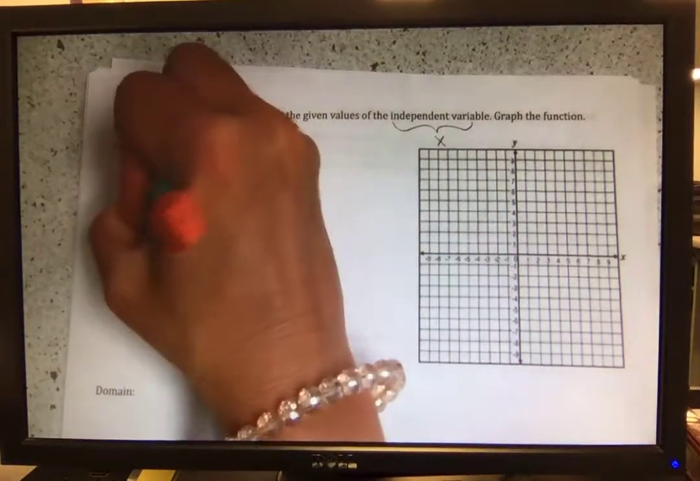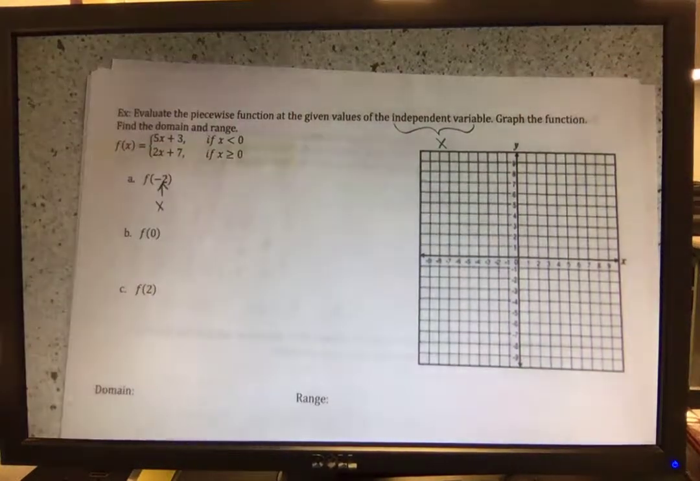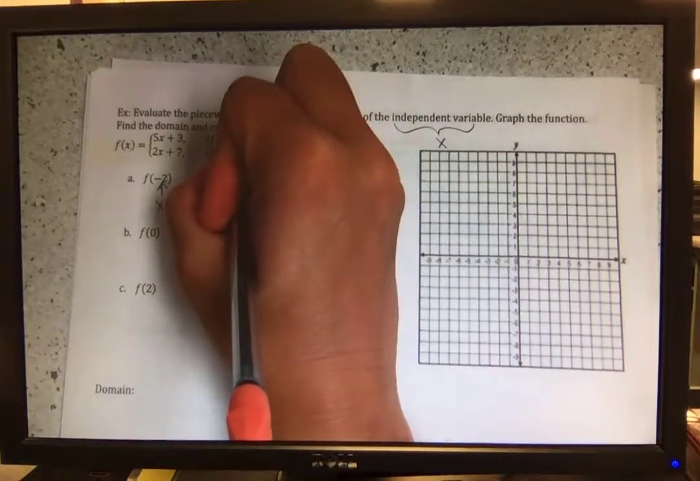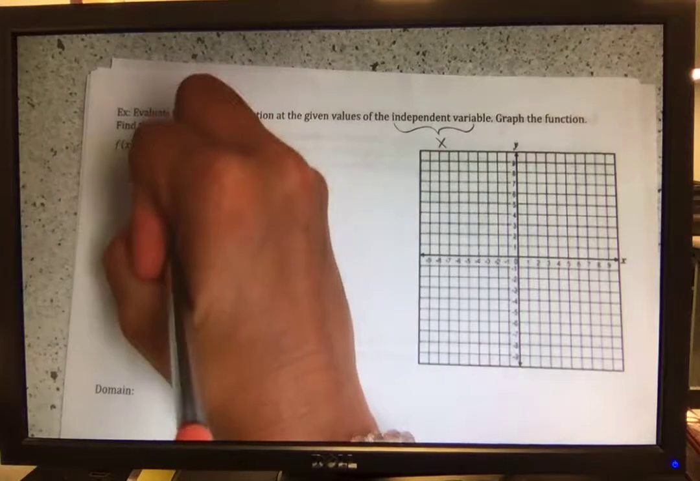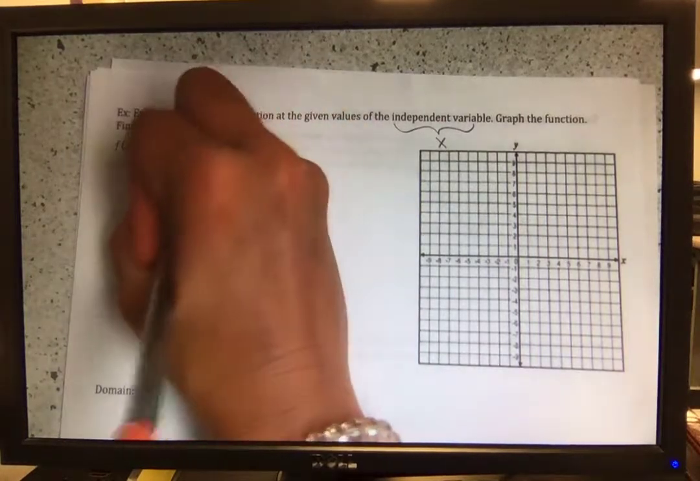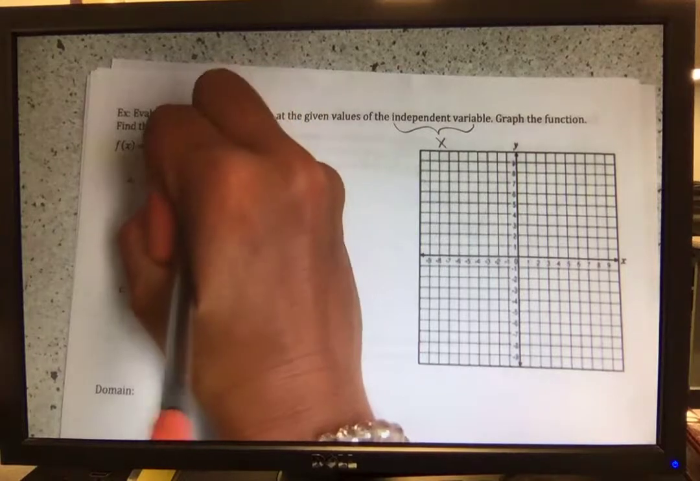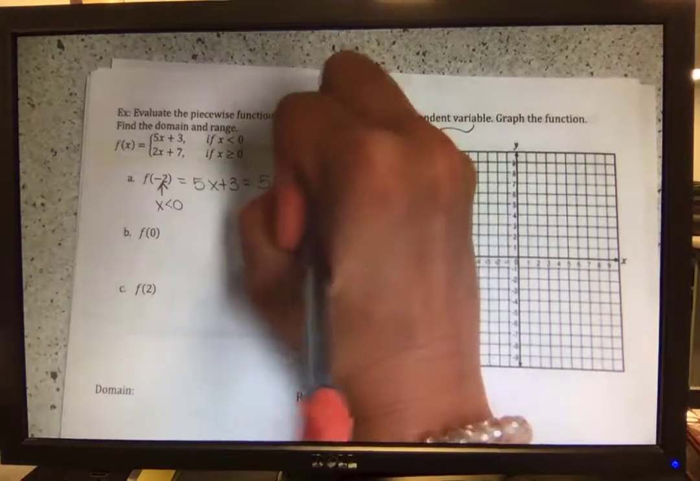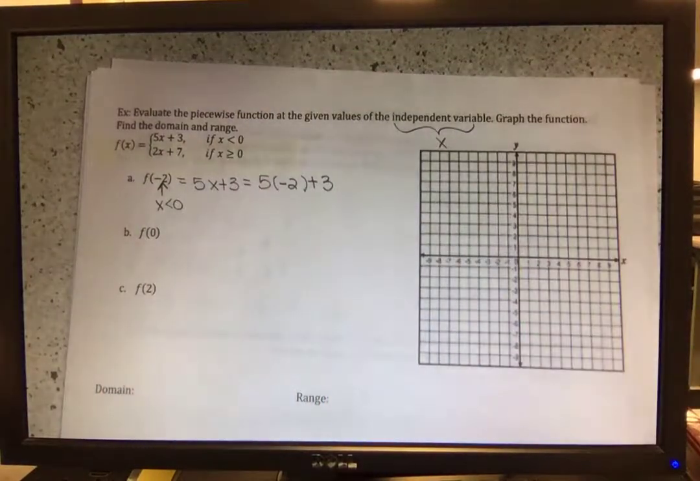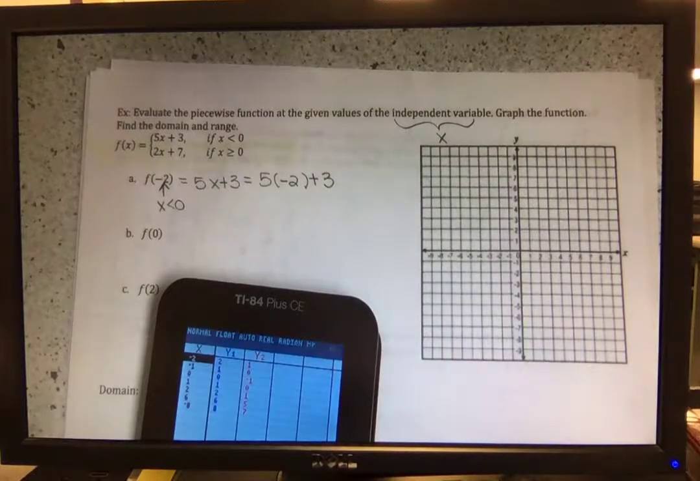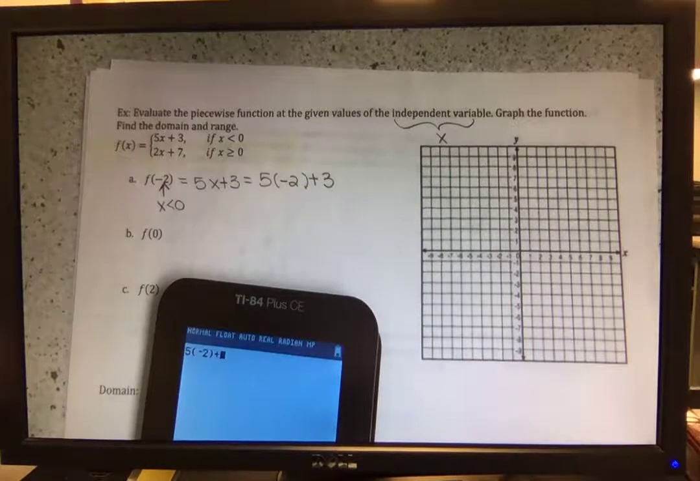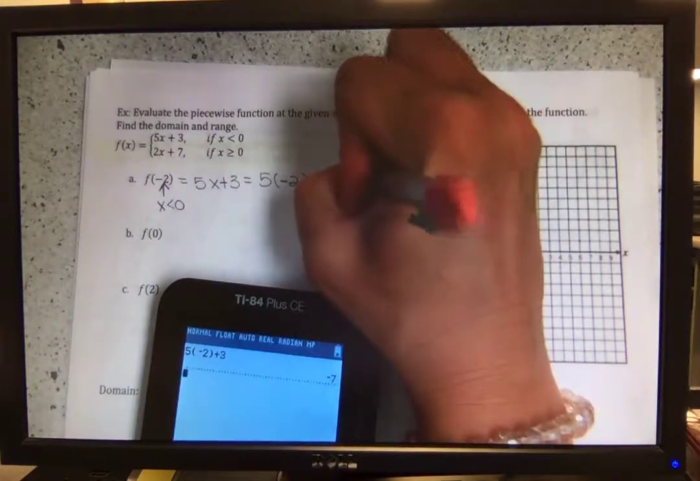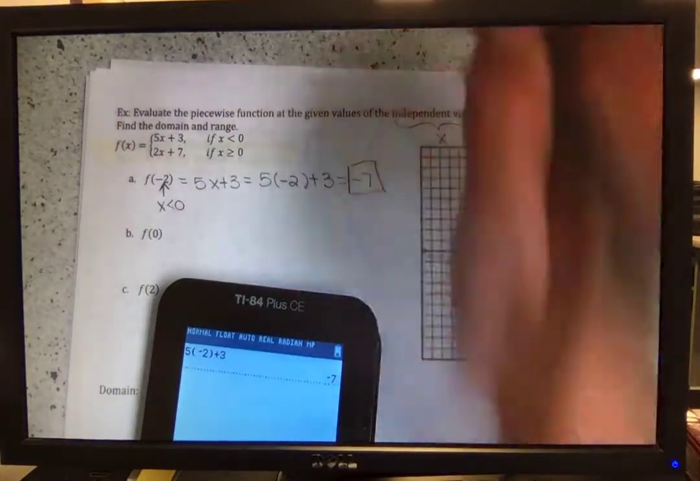So our first one, we have example A, f of negative 2. So our x value is negative 2. Negative 2 is less than 0. So because it's less than 0, we're going to use our first equation because that satisfies this condition. So we're going to use 5x plus 3. Plugging in negative 2, so 5 times negative 2 plus 3. Plugging this into our calculator, 5 times negative 2 plus 3 will give us negative 7. Boom.